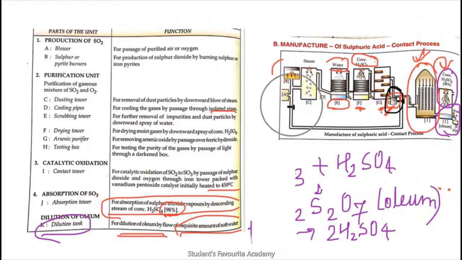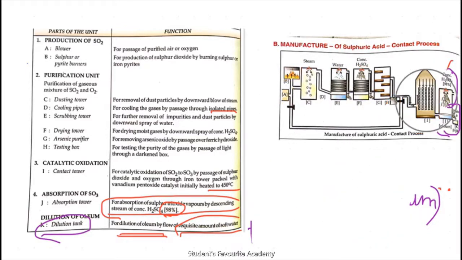Just to revise, children, in short, I'll be telling you what all things are there. So you now know already. Here, what are we doing first? Through A I'll be passing air, through B I'll be heating a sulfur compound. It can be sulfur or it can be iron pyrite.